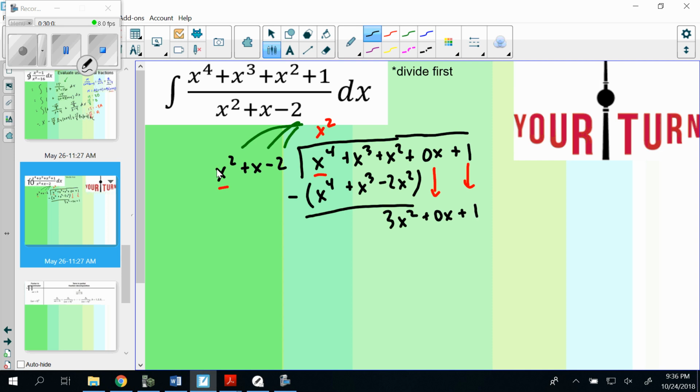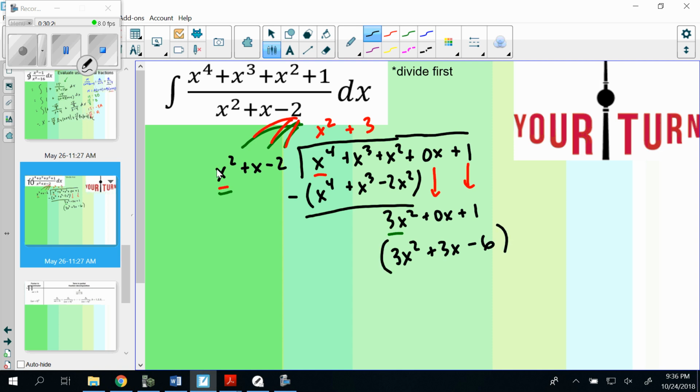Okay, so now we want to see how many times x squared goes into 3x squared. If we divided those, we'd get 3. Now we have to multiply that 3 back through to all these. So if we multiply back through, we'll get 3x squared, 3 times x is 3x, and 3 times negative 2 is negative 6.